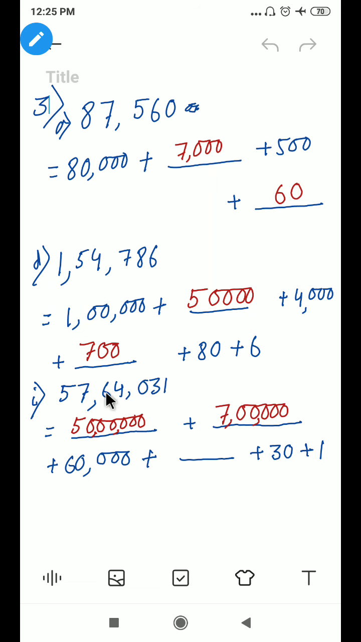Then the place value of 6 is given. Then the next one will be the place value of 4. So that will be 4000, and the place value of 0 is nothing but zeros, so that's why it is not written here. The place value of 3 is here 30, and the place value of 1 is 1 here. So in this way you have to do the rest of the problems in question number 3. Thank you everyone.